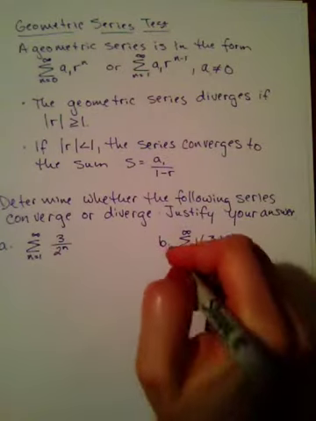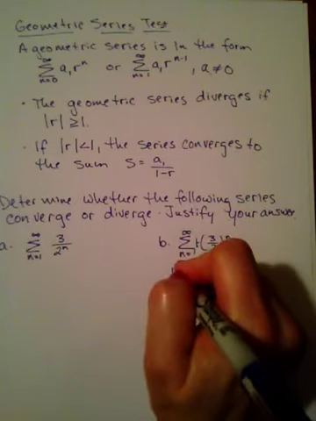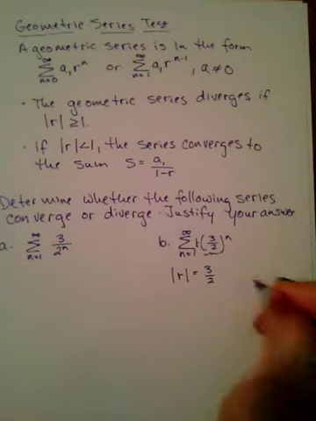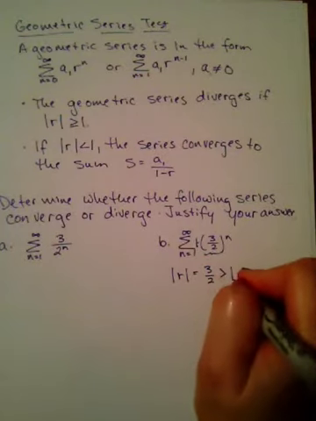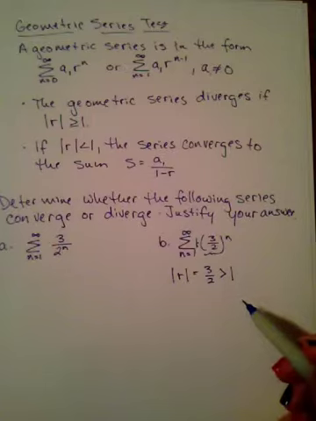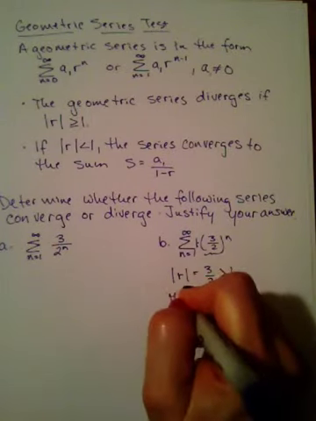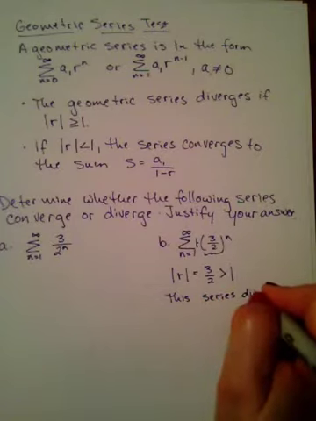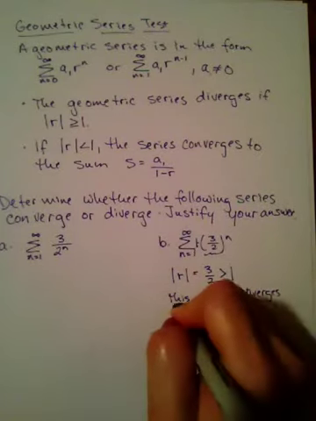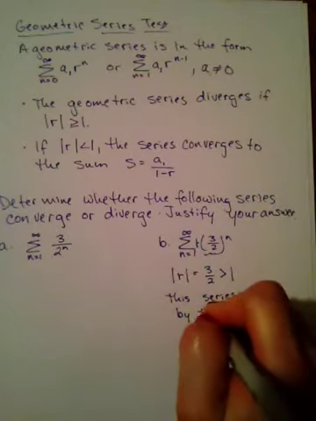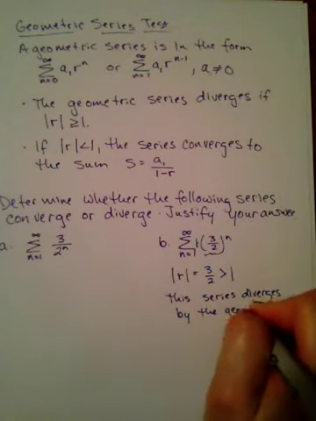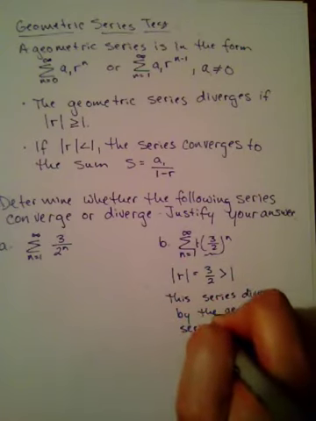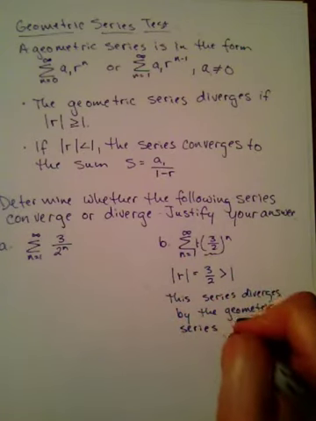My r is 3/2. What I actually care about is the absolute value of my r, and that equals 3/2, which is greater than 1. It's more than 100%. Therefore, this series diverges by the geometric series test. Now it has to be in the exponential form for you to actually do this test.